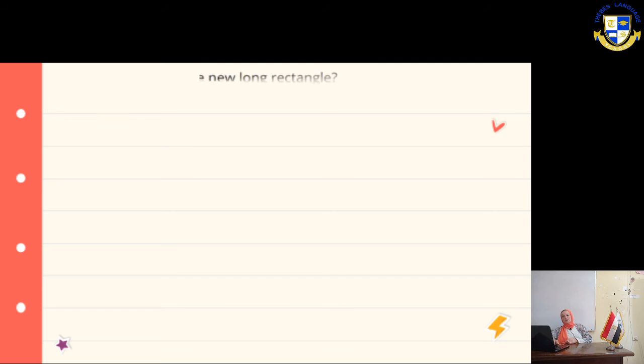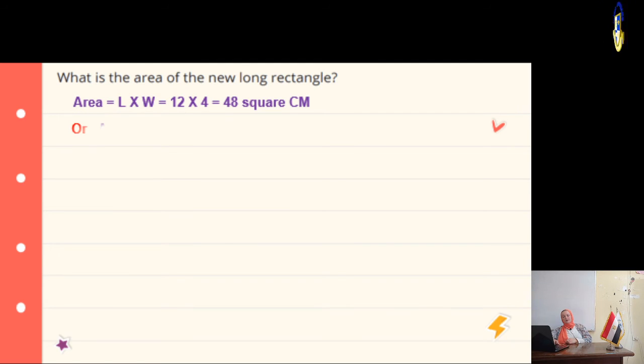What is the area of the new long rectangle? The area is length times width, so it will be 12 times 4 equals 48. Okay. Or we can say 28 plus 20 equals 48.